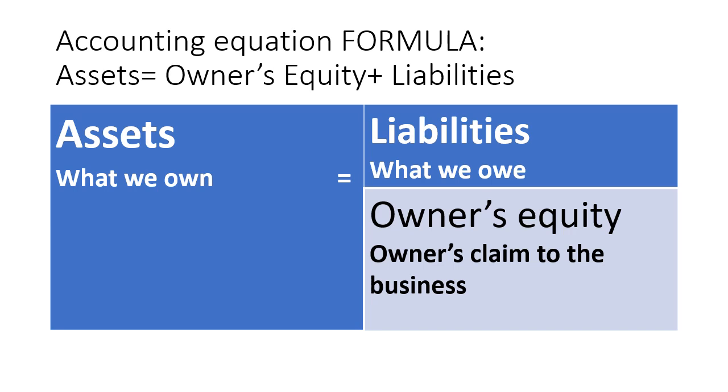The accounting equation formula is assets equals owner's equity plus liabilities. As you can see on the balance sheet, these two should always balance. When you add the owner's equity and the liabilities, they should give you the same amount as the assets. Assets are what we own, liabilities are what the business owes, and the owner's equity is the owner's claim to the business.